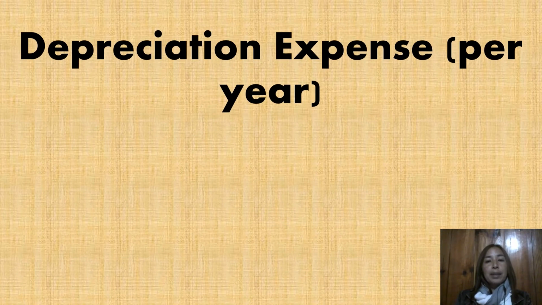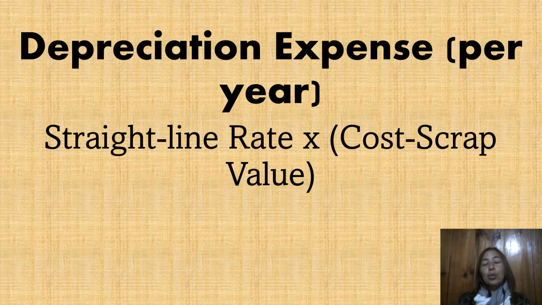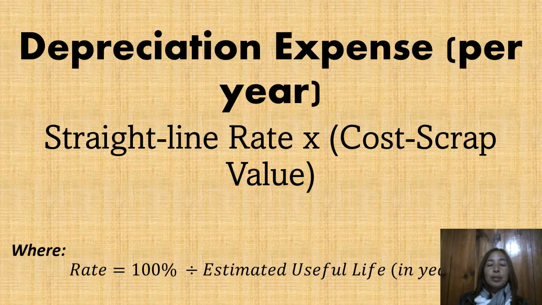Okay, next. We have there the depreciation expense per year. Nagagamitin natin itong formula. The straight line rate times cost minus scrap value, where the straight line rate is equal to 100% divided by estimated useful life in years. The 100% there is constant. Kasi iniisip natin na yung value ng ating equipment or yung ating asset or fixed asset, when we got it, when we acquired it, is 100%. Kapag sinabi ng acquired or acquisition is pagkuha. Okay, next.